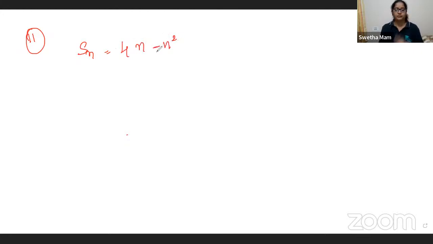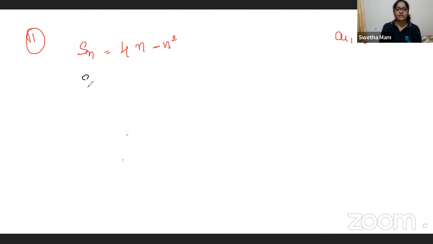This is the type of problem you get. Sometimes, for 1 mark, they ask you to find the first term, second term and third term. Here SN is 4n minus n square. What is the first term? You have to find a1, a3, a10 and an also. You have to find all the terms. Let us see how to find them.